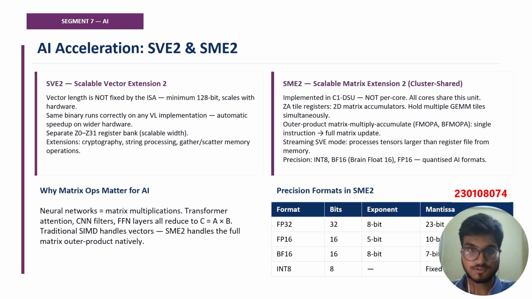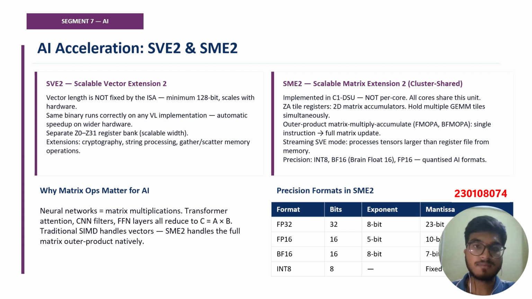The C1 Nano's most forward-looking feature is its AI acceleration capability, notable for an efficiency class core. It includes two key extensions, SVE2, Scalable Vector Extension 2. SVE2 improves on Neon by allowing variable vector lengths defined by hardware, ensuring code portability across different implementations. It also adds support for cryptography, string processing, integer operations, and gather scatter memory access.